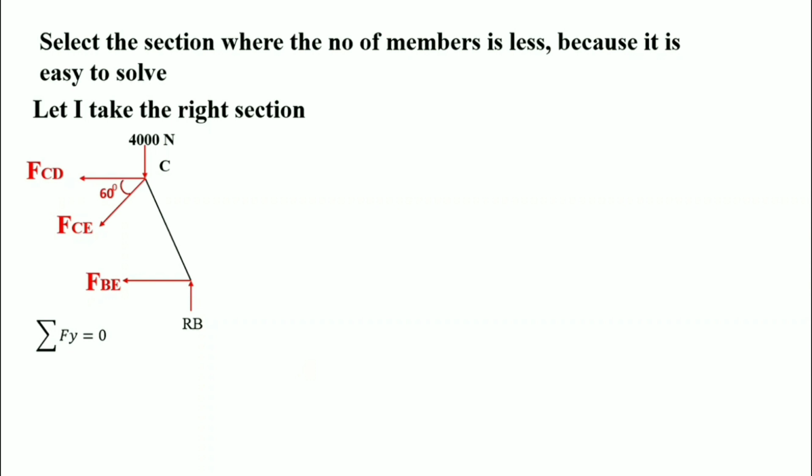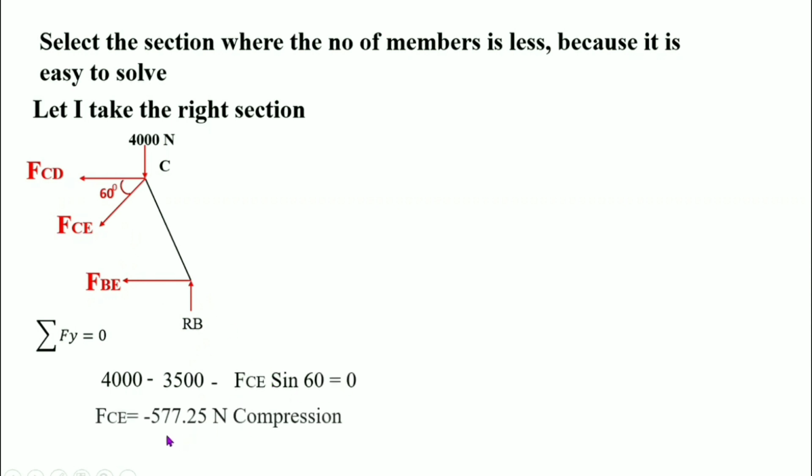The vertical forces in these members are RB in upward direction, 4000 in downward direction, and FCE sin 60, that is also downward direction. So taking downward direction as positive and upward direction as negative, 4000 minus RB, which is 3500, minus FCE sin 60, that is equal to 0. So FCE is equal to minus 577.25 Newton. The minus sign indicates it's a compression member.